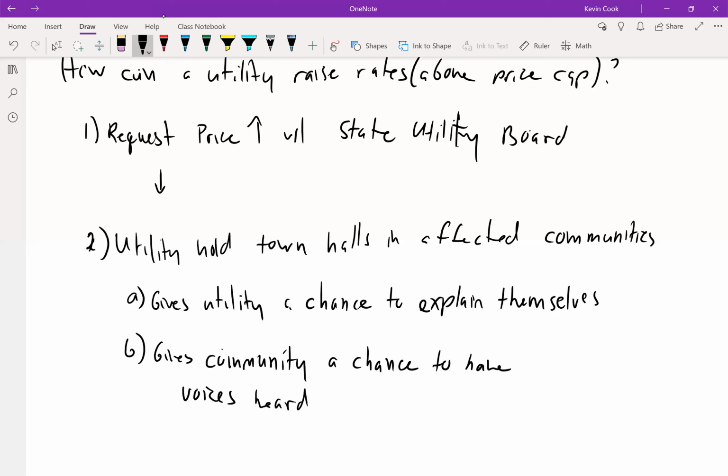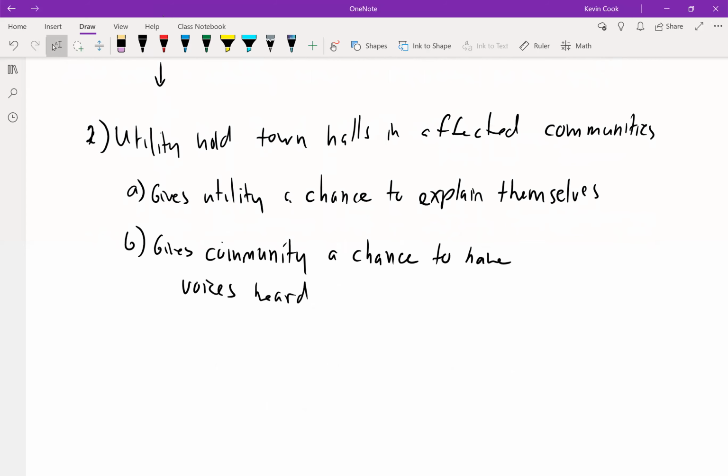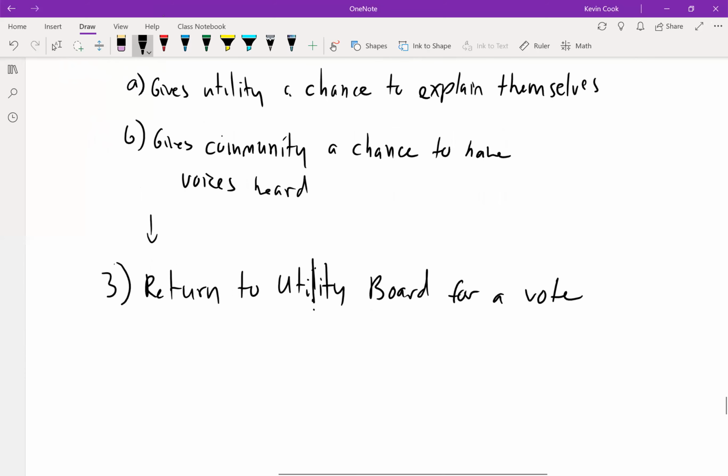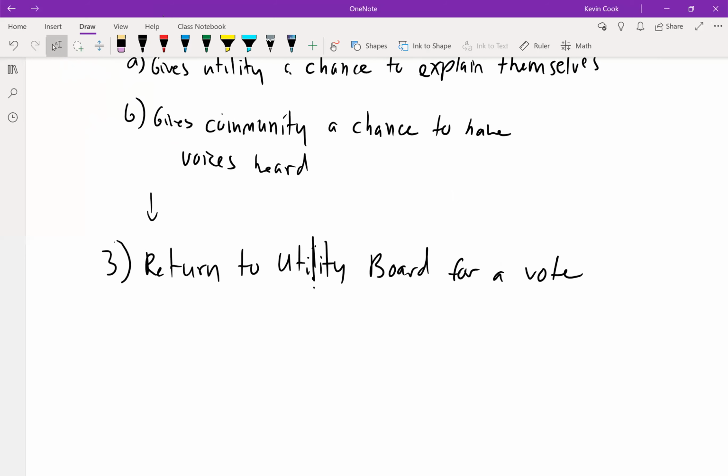So in our town halls, we have this opportunity to have this discussion and really figure out, is it worth the rate increase, is it not, and understand how the communities feel about it. Then after these town halls, we will return to our utility board for a vote. And if it passes, they get the price increase. If it doesn't, they don't.